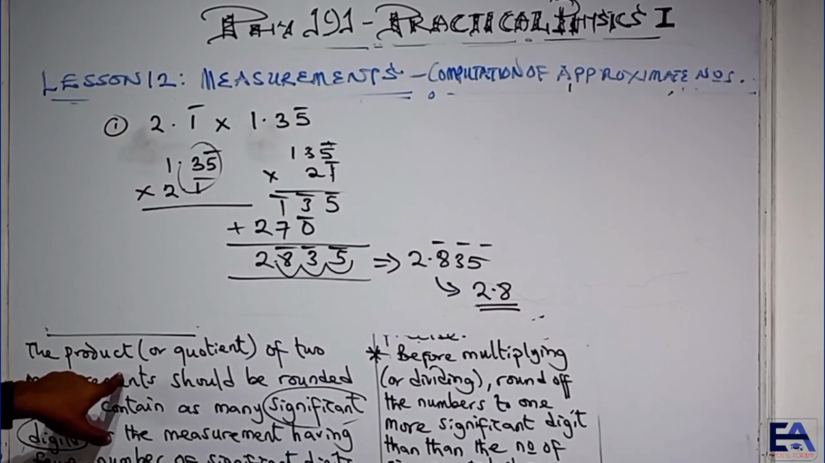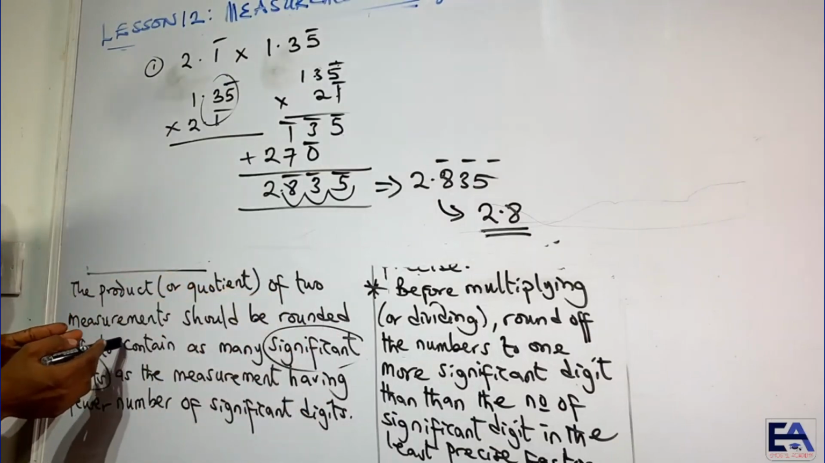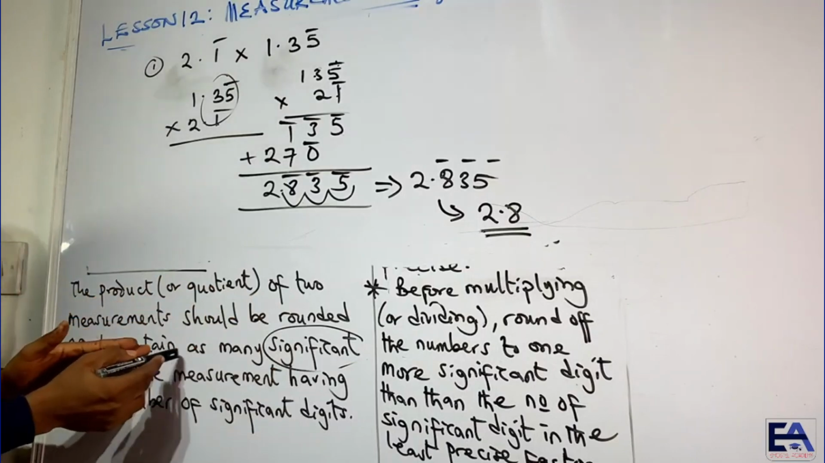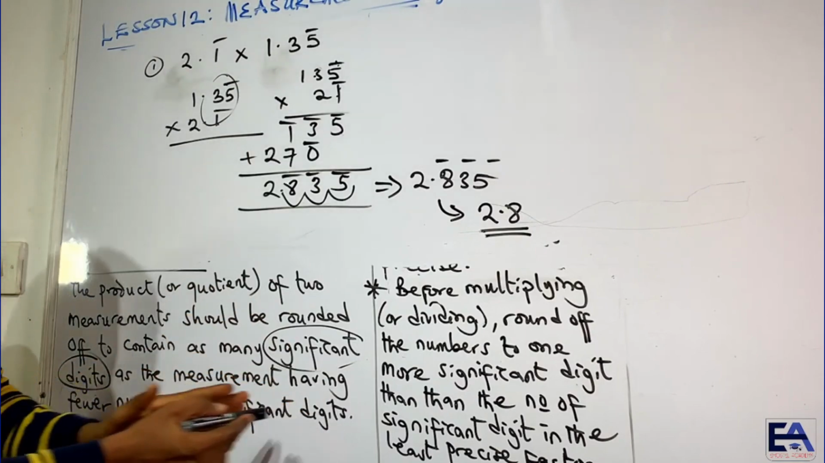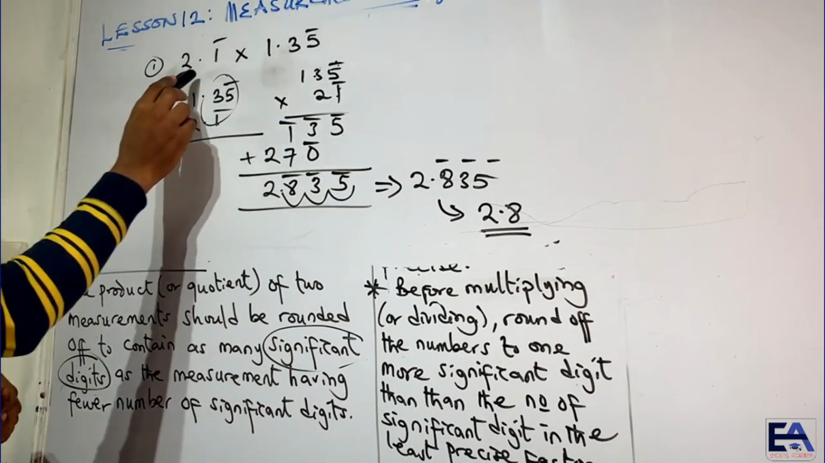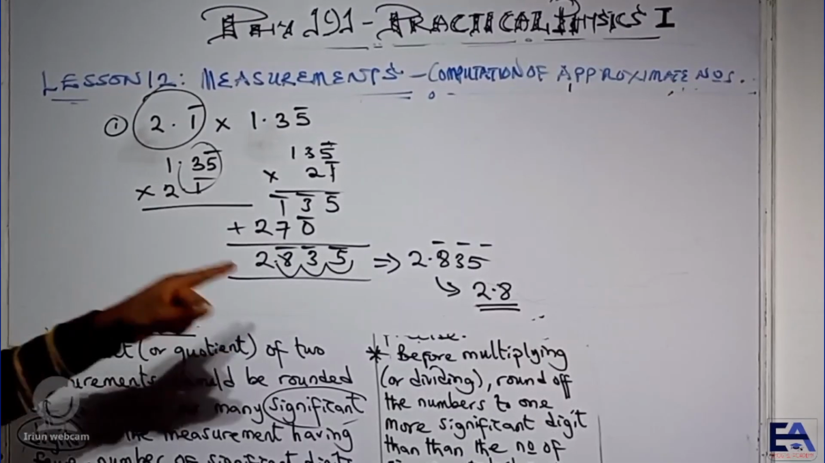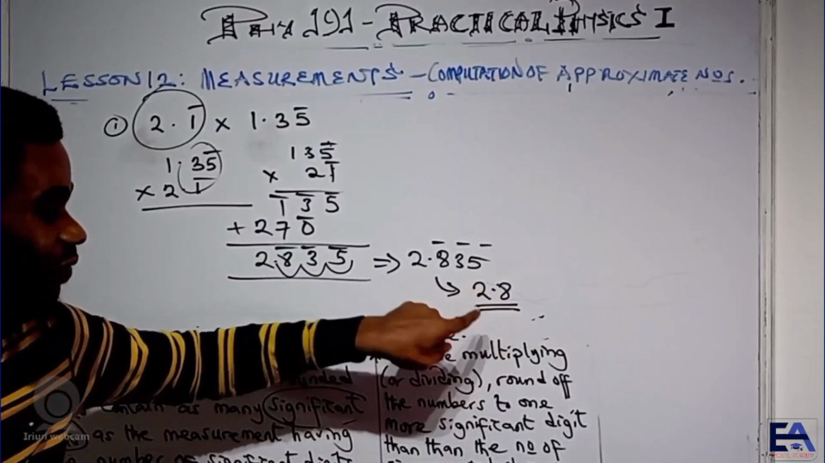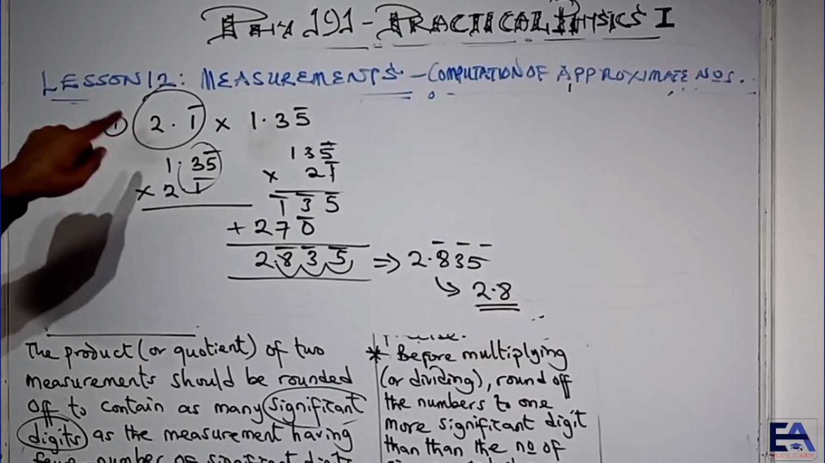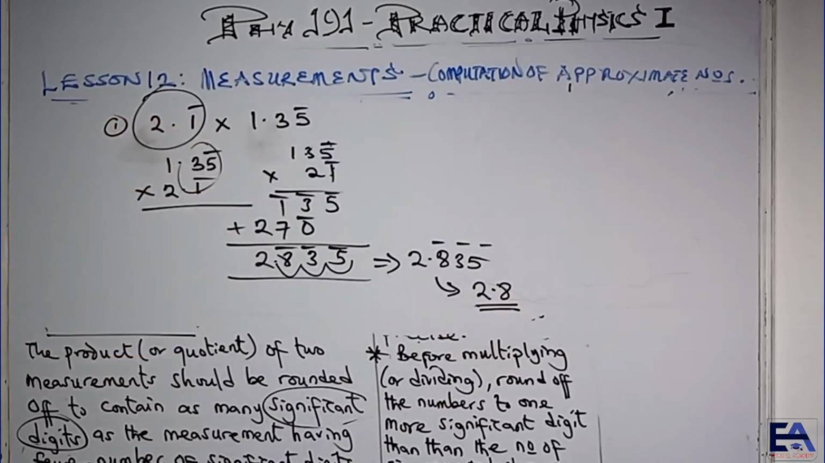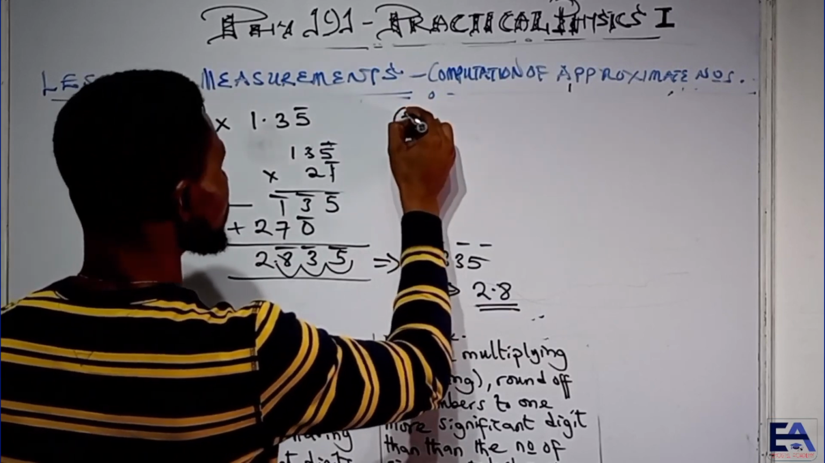That is what this law is talking about, the product or the quotient rule. It says the product or quotient of 2 measurements should be rounded off to contain as many significant digits as the measurement having fewer number of significant digits. So if you look at these 2 measurements now, this one is the one that is having the least number of significant digits, right? So your final answer too must have the same number of significant digits as the number with the smallest amount of significant digits in the measurements that you multiply. Do you understand? So for clarity, let's play with another example.